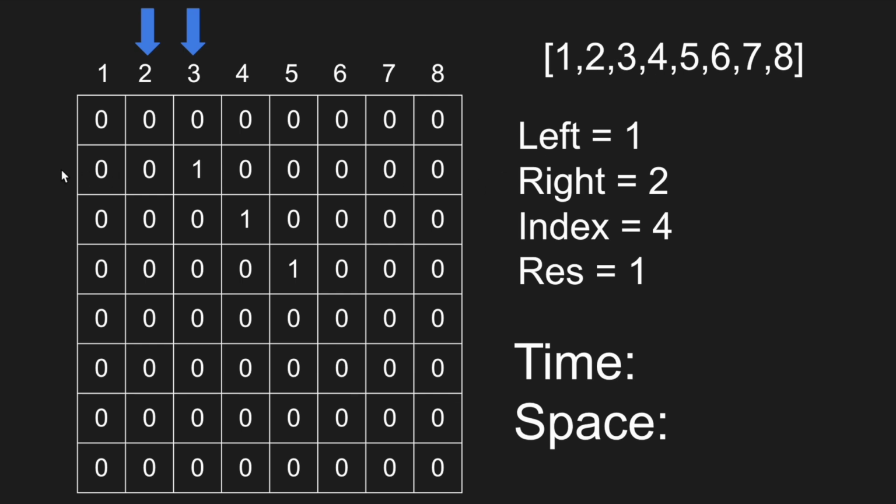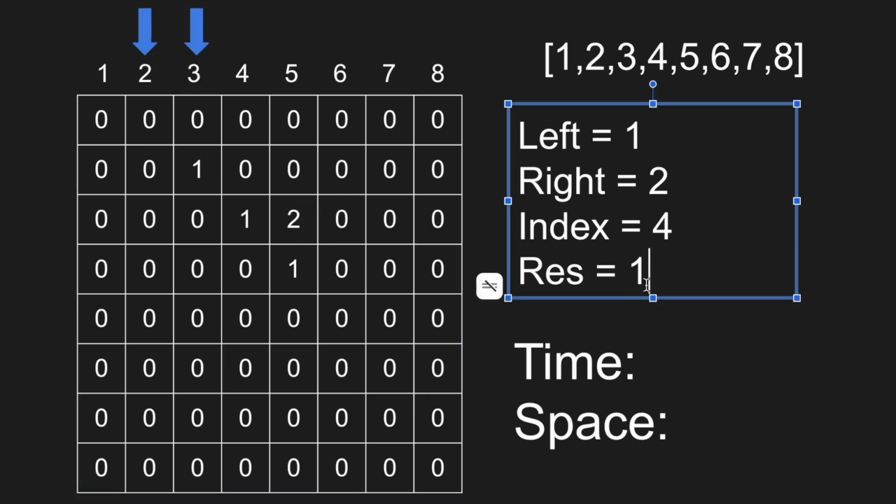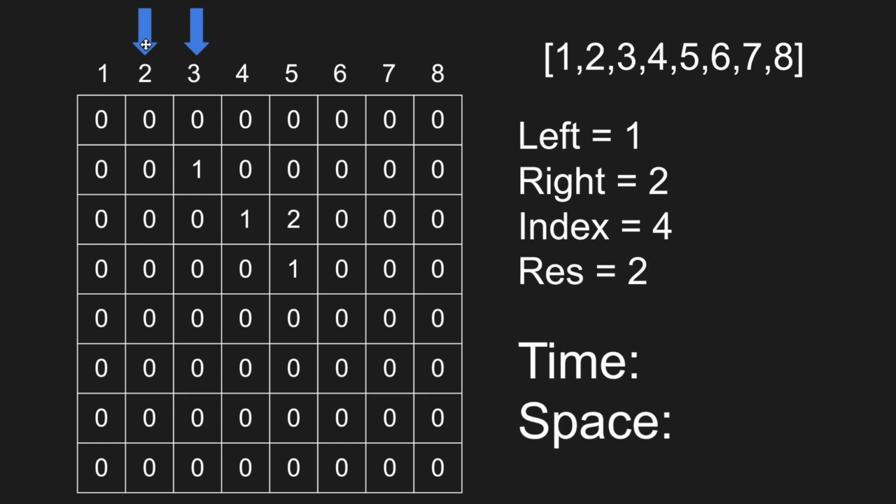So we will look at row 1 and column 2. The number is 1, so we will add 1 to 1, which is equal to 2, and we will add it at row 2 and column 4. And we also need to update the result since 2 is now our maximum number. Now since they are equal, we move both pointers again. So now that they cross path, we will now move on to index 5.